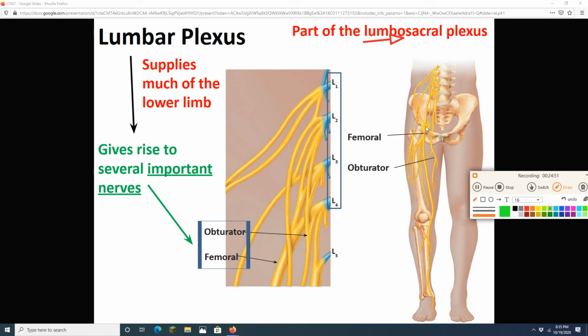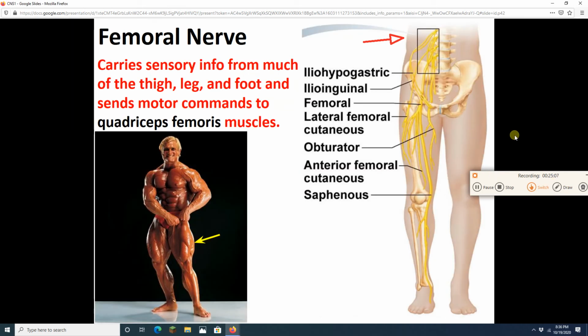Notice that the femoral nerve is fairly big, coming down parallel to the femur. The obturator nerve is kind of smaller, goes through the obturator foramen, and hits that medial thigh. All right. The femoral nerve is going to go and get sensory info from a lot of your thigh, your leg, and your foot. Mostly in the front. Femoral's in the front. Okay?